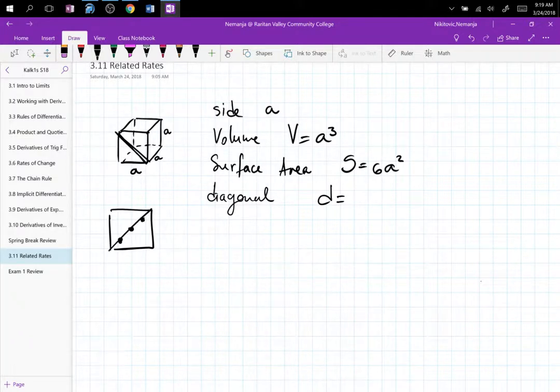So diagonal of one of the sides, which is this lowercase d, is going to be a root 2. If you do the Pythagorean theorem, you have a squared plus a squared, square root of that. A squared plus a squared is 2a squared. When you take a square root of that, square and root cancel, and you just have a root 2.